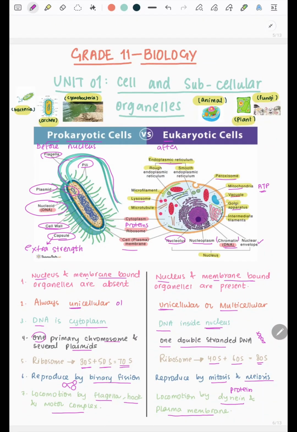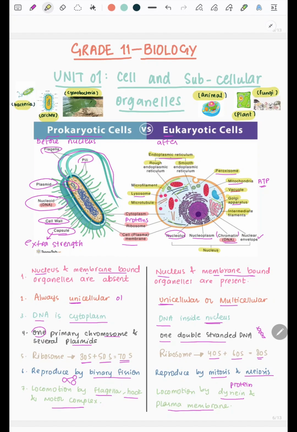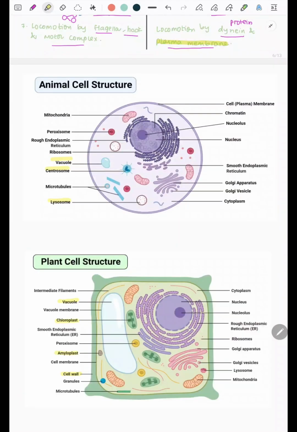Now we'll dive deep into the eukaryotic cells, that is, the plant cell and the animal cell. The plant and animal cell both have the common features of the eukaryotic cell, that is, they both have a nucleus, membrane-bound organelles, they have a DNA inside the nucleus, one double-stranded DNA, the ribosome is 80S, they reproduce by mitosis and meiosis, and they have a plasma membrane. But they also differ in various aspects depending upon the environment and their function.